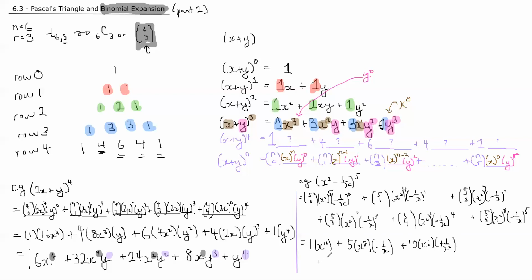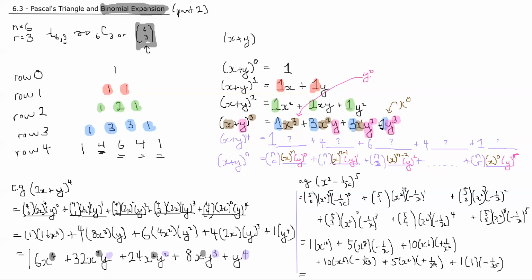plus 10, x to the power of 4, negative 1 over x to the power of 3, plus 5, x squared, positive 1 over x to the power of 4, and 1, negative 1 over x to the power of 5.